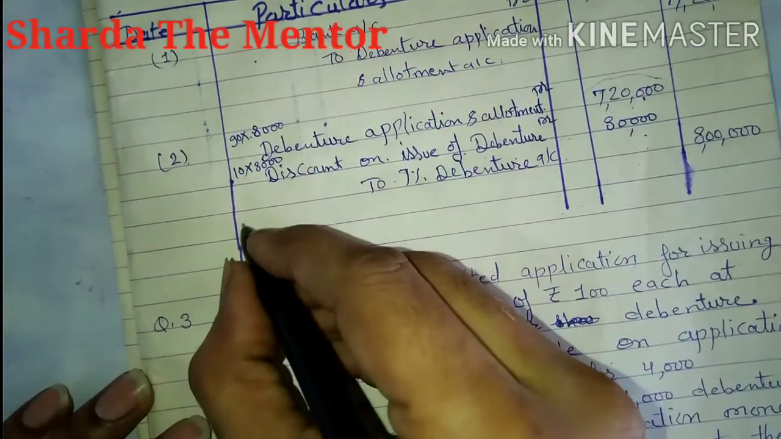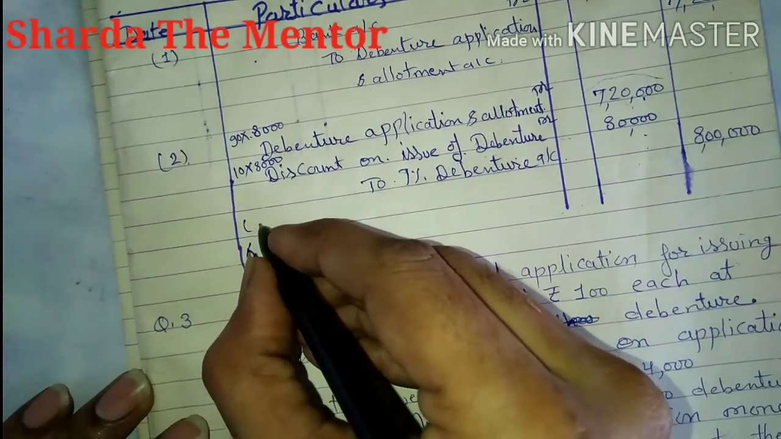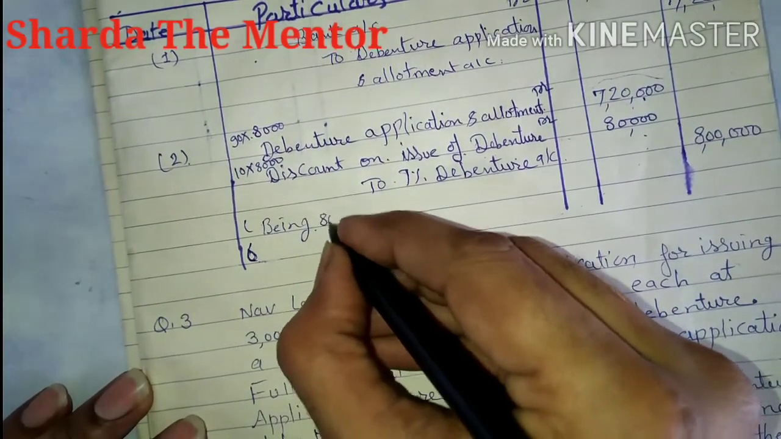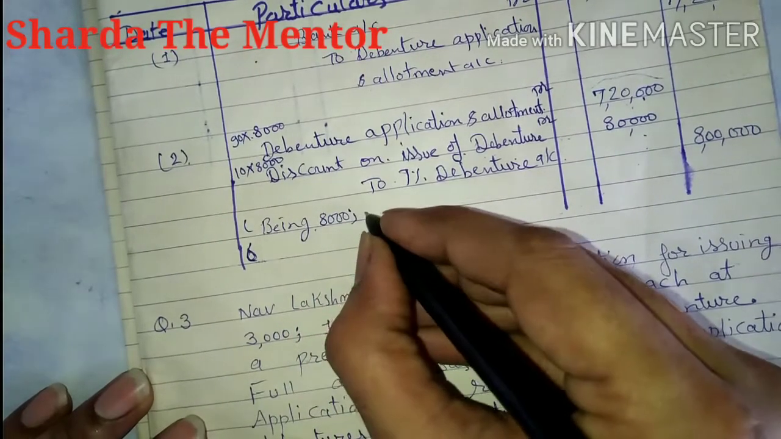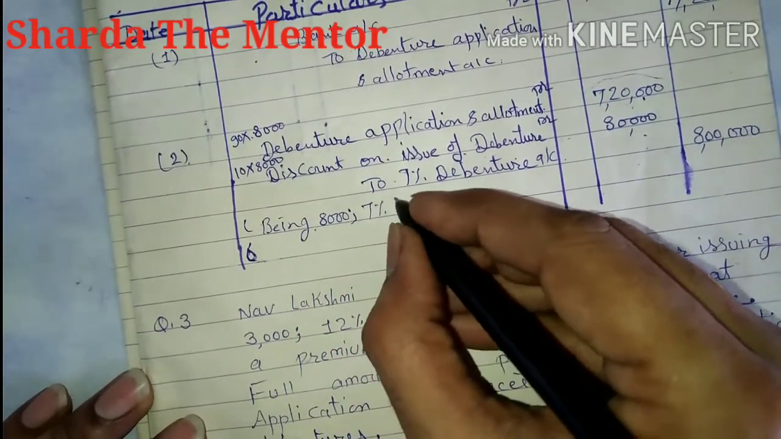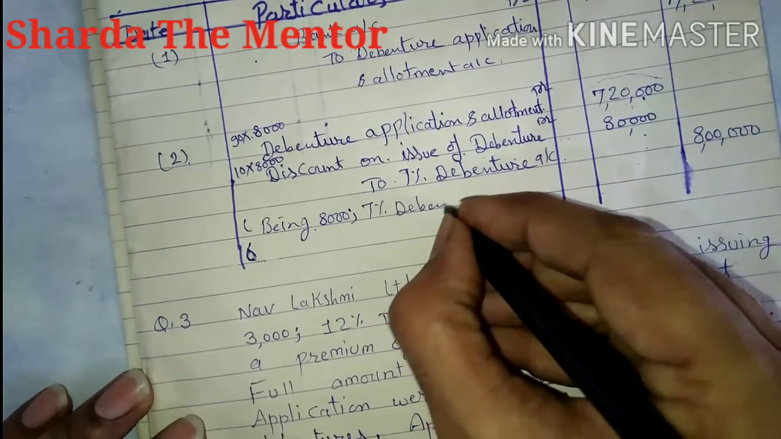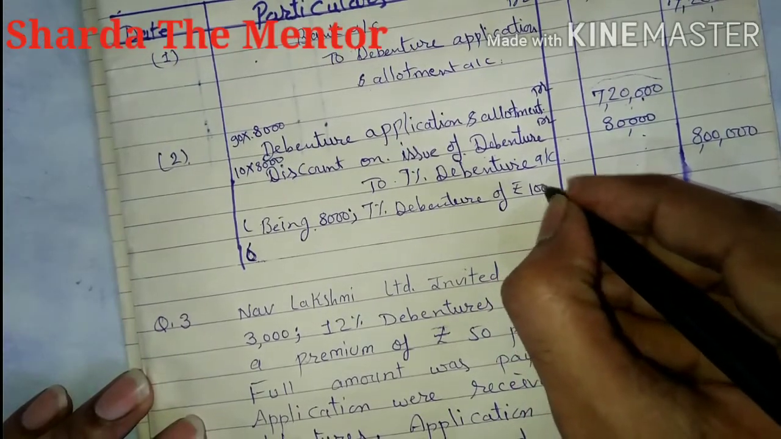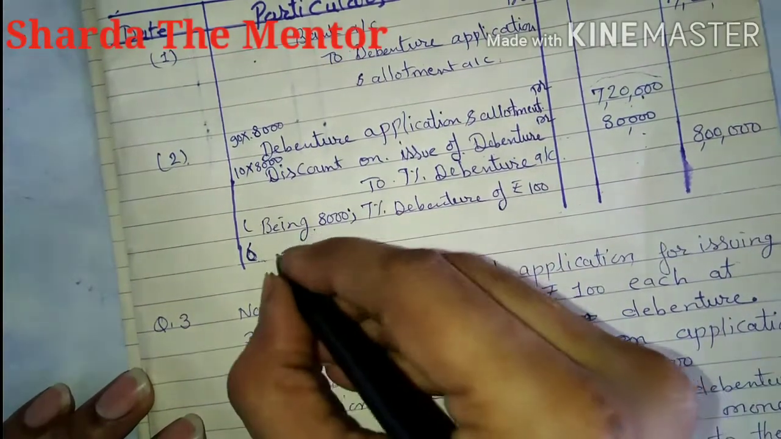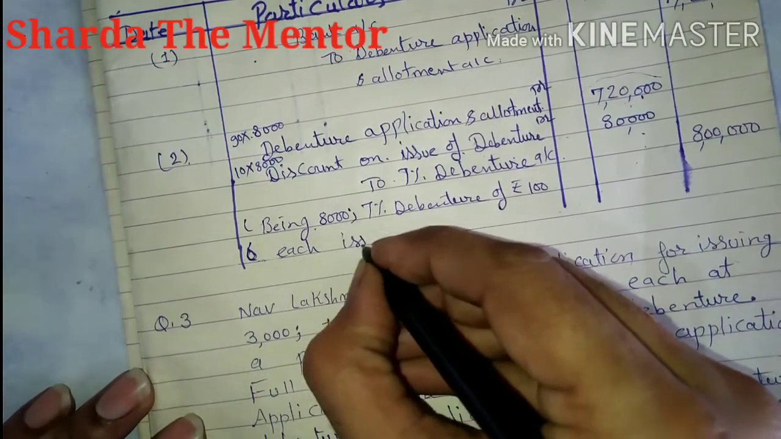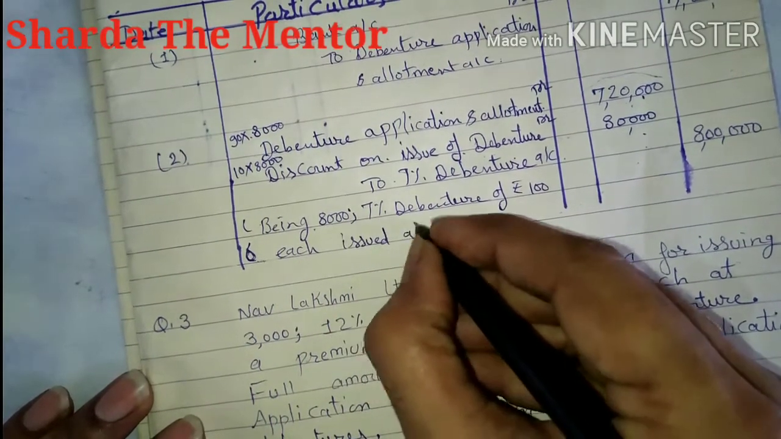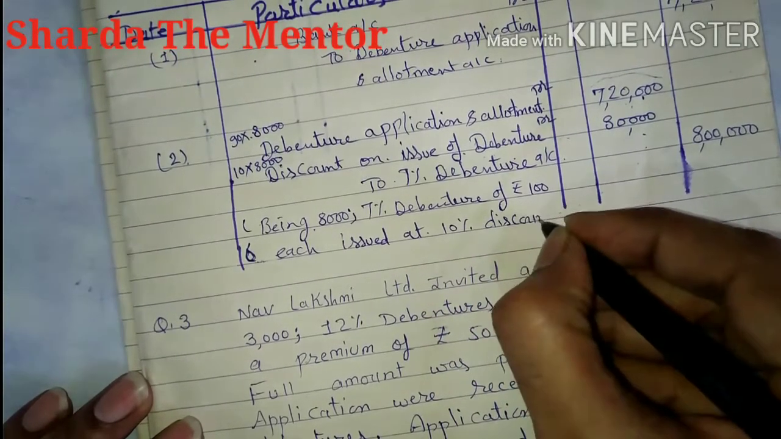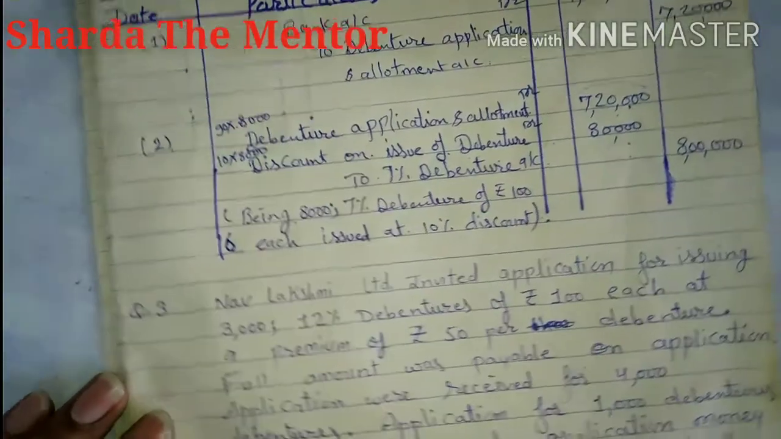Now in the second entry, I am mentioning the narration here, that you will pass, being 8,000 7% debentures of 100 each issued at 10% discount. So in that way you can solve the question.